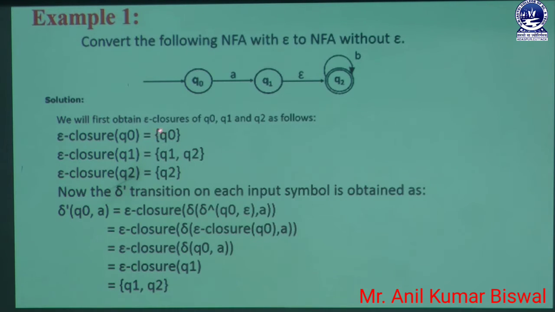Here we will first obtain epsilon closures of Q0, because in the above diagram we have 3 states, known as Q0, Q1, and Q2. Here Q0 is the initial state, Q1 is the next-level state, and Q2 is the final state. So these 3 states must be handled through the epsilon closure property.